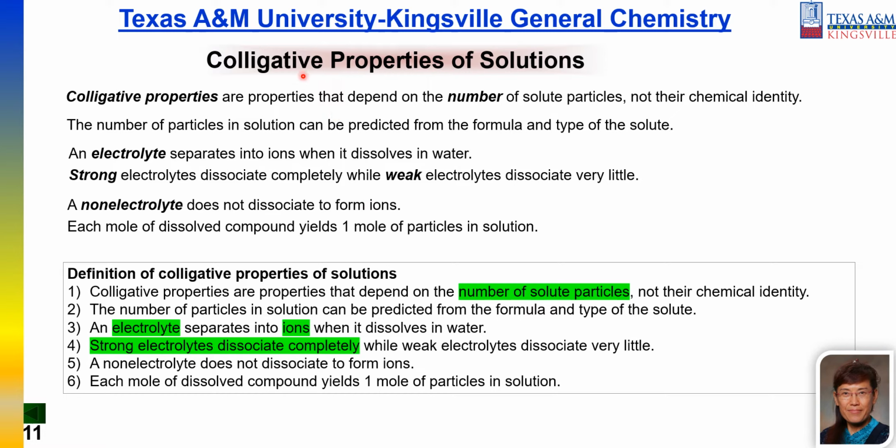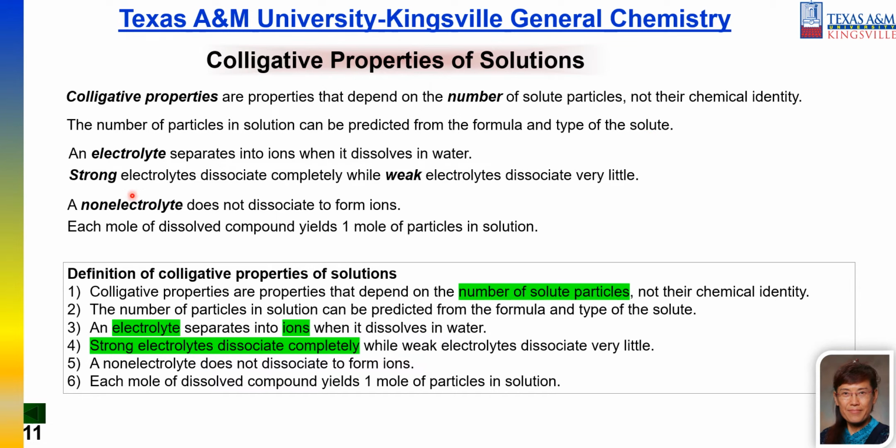Another very important topic is colligative properties of solutions. Next class, we are going to calculate 4 different colligative properties of your solution. Colligative properties are usually physical properties that depend on the number of solute particles, not their chemical identities. The number of particles in your solution can be predicted from the formula and the type of solute. If you have an ionic compound that is soluble in solution, it can break down.